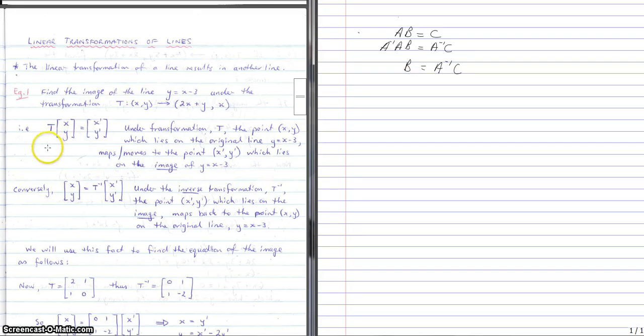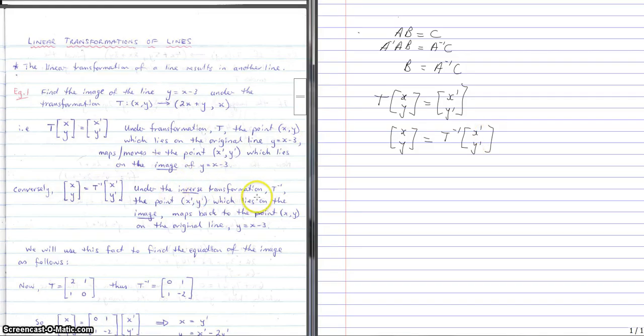What we've got here is T, our transformation matrix, times (x, y) equals (x', y'), and in order to solve for (x, y), we multiply both sides by the inverse of the transformation matrix T in the correct order. That's what we have here: the inverse of T multiplied by the image point.